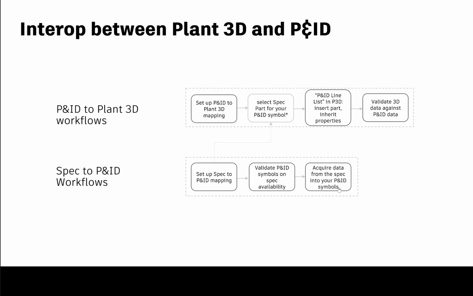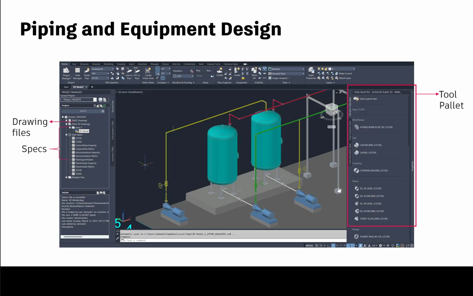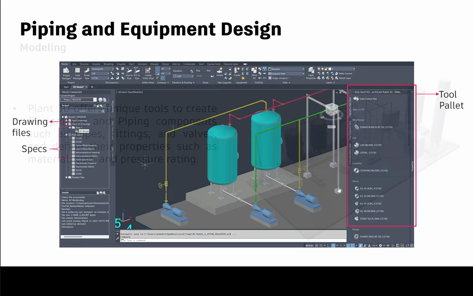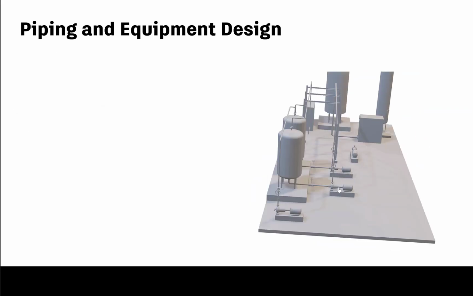And you can also acquire all this information from the spec into your P&ID symbols as well. So the third one, being the second part, is the piping and equipment design. You can see another interface that you can use to model equipment and piping components like your fittings, your pipes, and your valves, defining different properties.